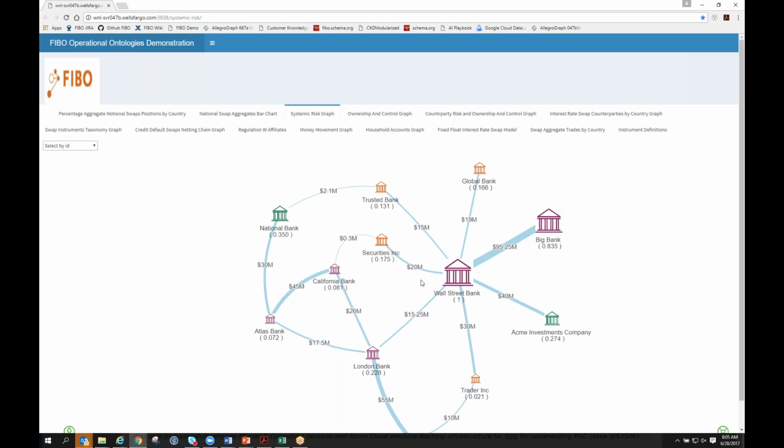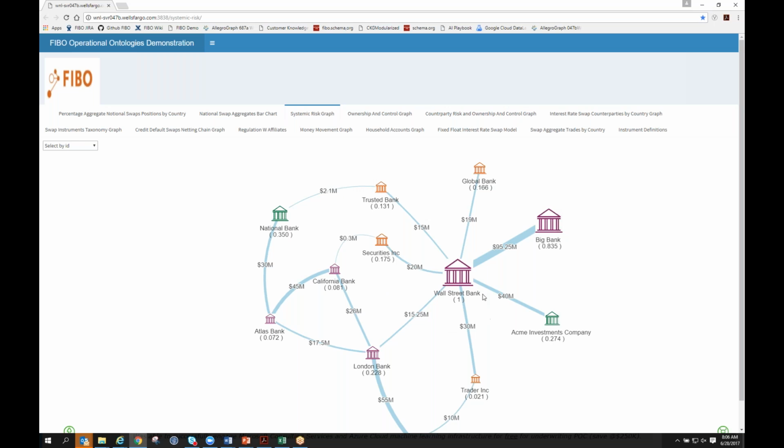The size of the icon is directly proportionate to the total positions. So you could see the larger the icon, the larger the position, and vice versa. Likewise, with these edges or lines represent basically the positions between each of the counterparties, and we could then dynamically alter the width of these edges that represent his trading with relationships to reflect actually the positions.